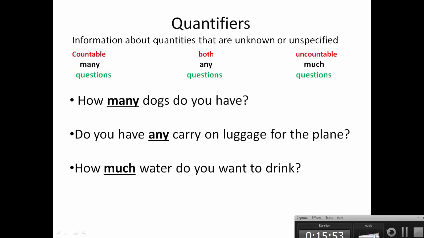More information about quantifiers. Information about quantities that are unknown or unspecified. We have countable, we could use many, and we could also have questions. If it's both, we could have the word any, and there would be questions. And uncountable, we could have much as well as questions. How many dogs do you have? Do you have any carry-on luggage for the plane? How much water do you want to drink?